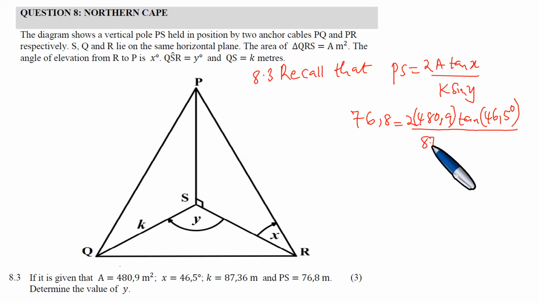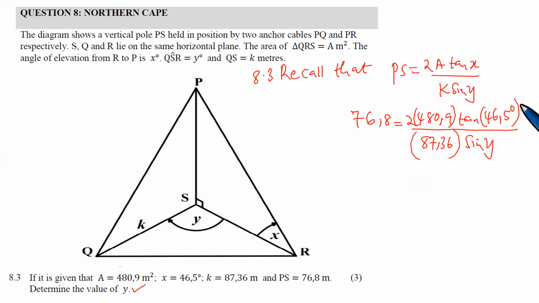So we have 87.36 meters, and this is multiplied by the trigonometric sine of Y. Now, what is the examiner interested in from the Northern Cape? They are saying, please, learners, find the value of y. So we can see that y is the unknown, and we need to find the value of y.